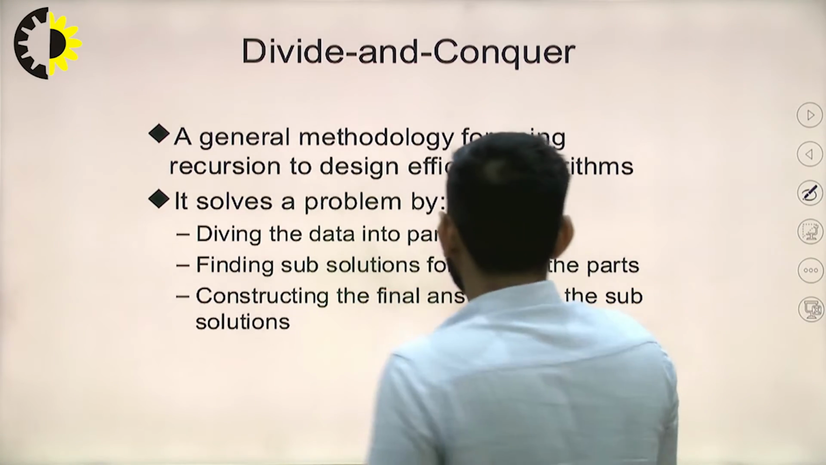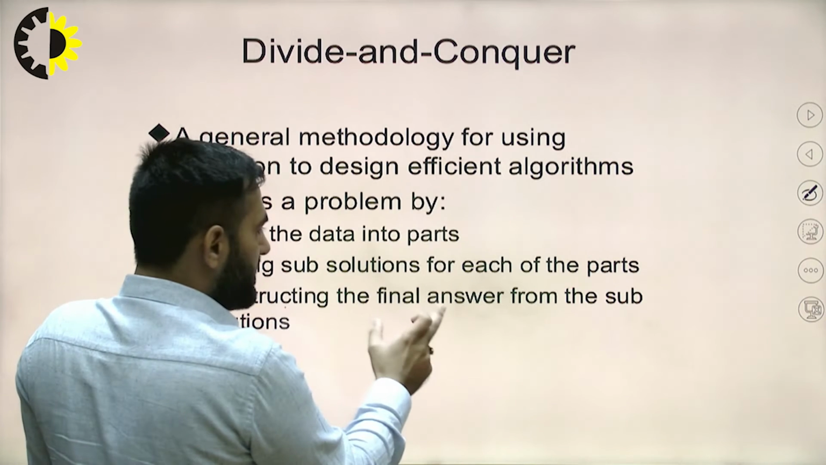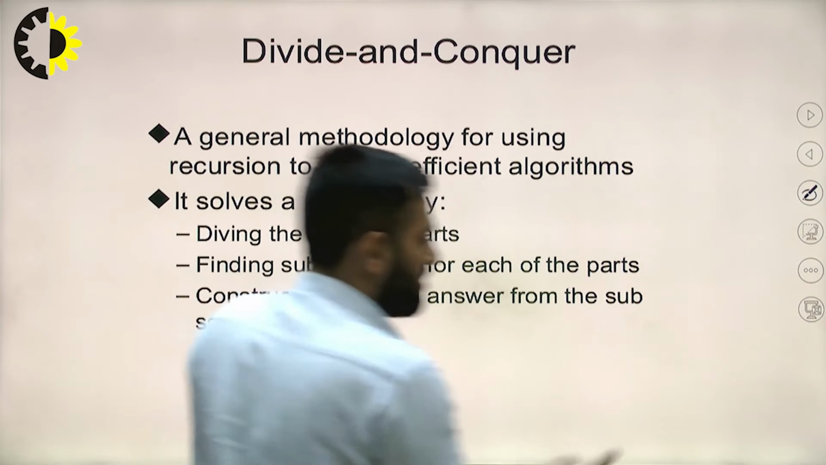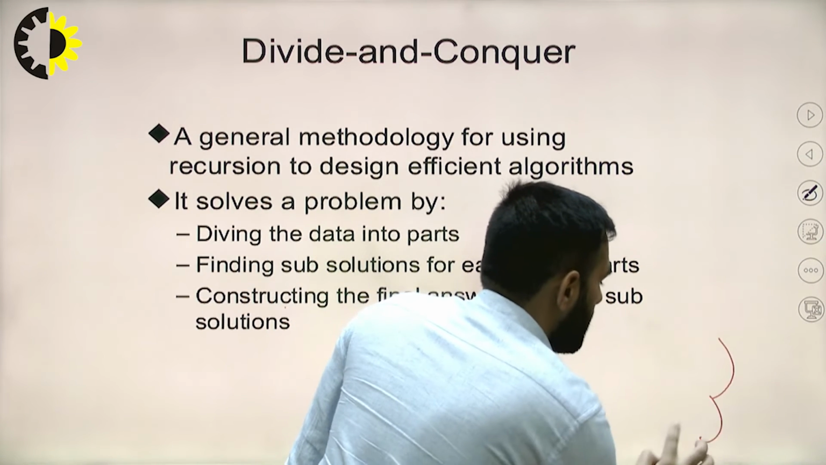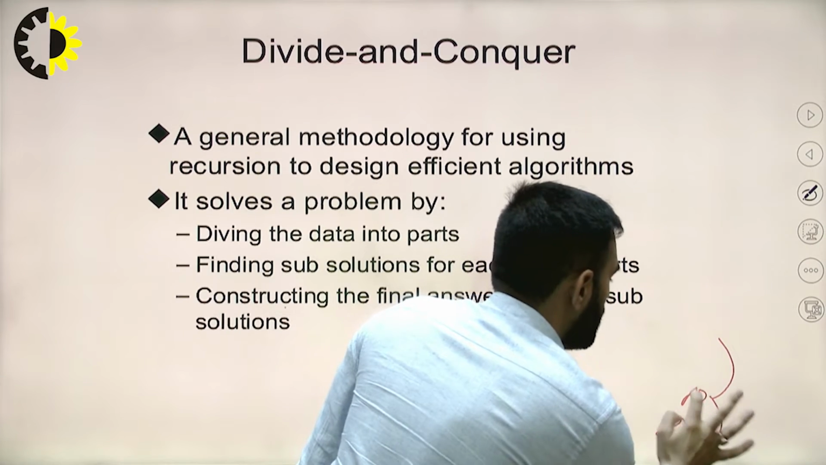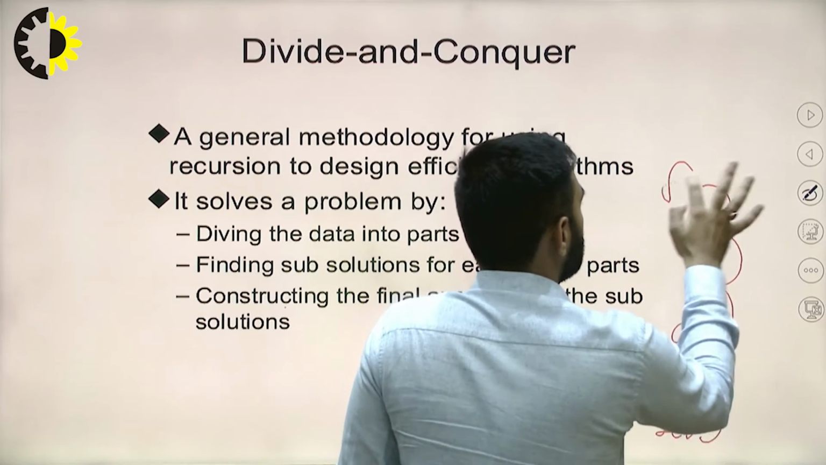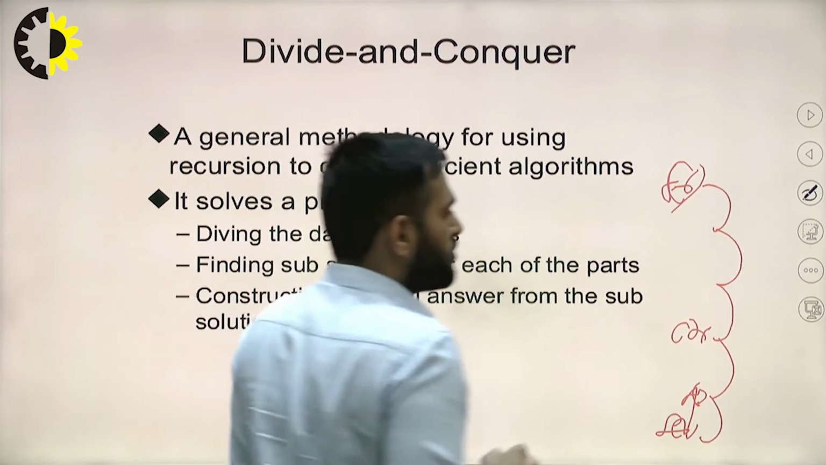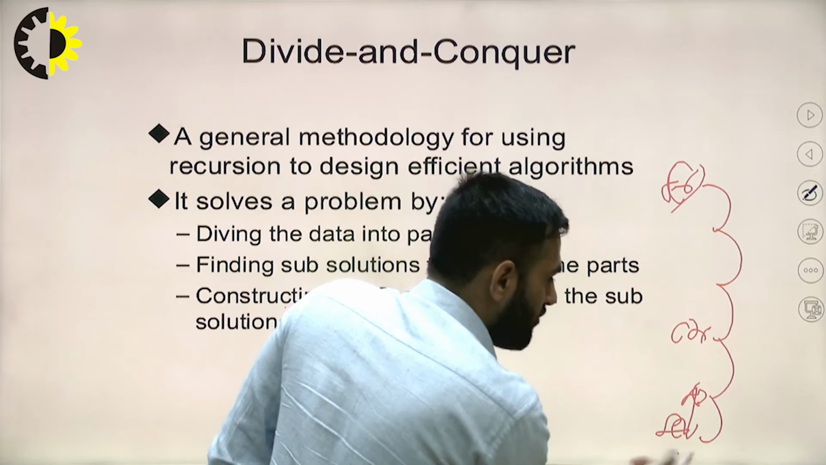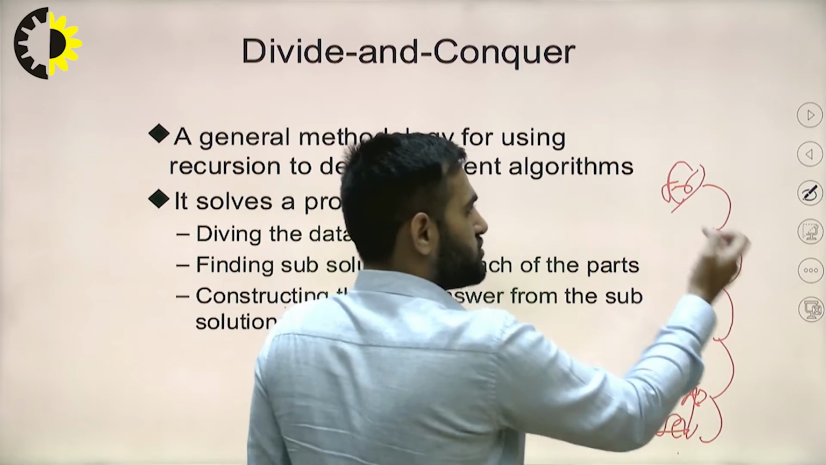Now, finally, what we are doing is constructing the final answer from the subproblem solutions. We are solving F1, F2, F3, F4, F5 and F6. F6 is the main problem. So we get the solution of F6 by using the solution of F1, F2, F3, F4, F5 and so on.